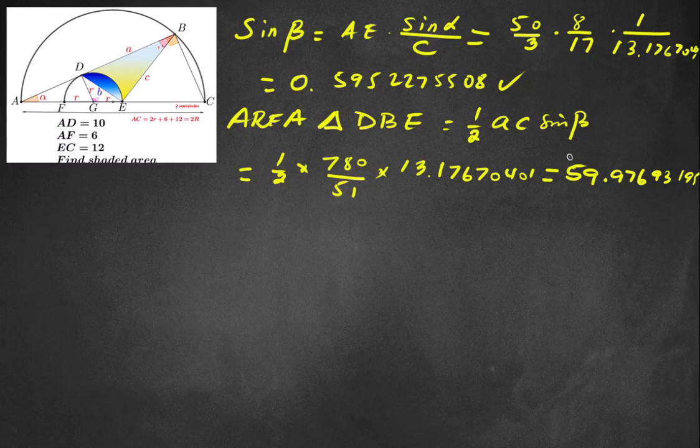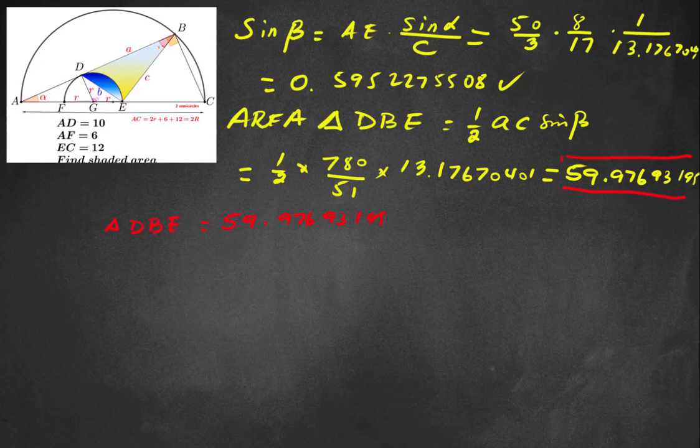So we have that, and once we have that value, we have the triangle BDE. So all we need to do is tackle the blue segment there. Once we have this area of triangle DBE, 59.97693195, we have to find the angle gamma.